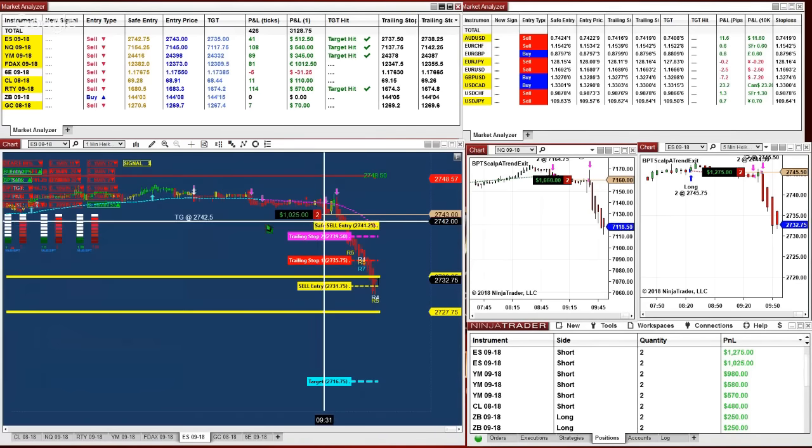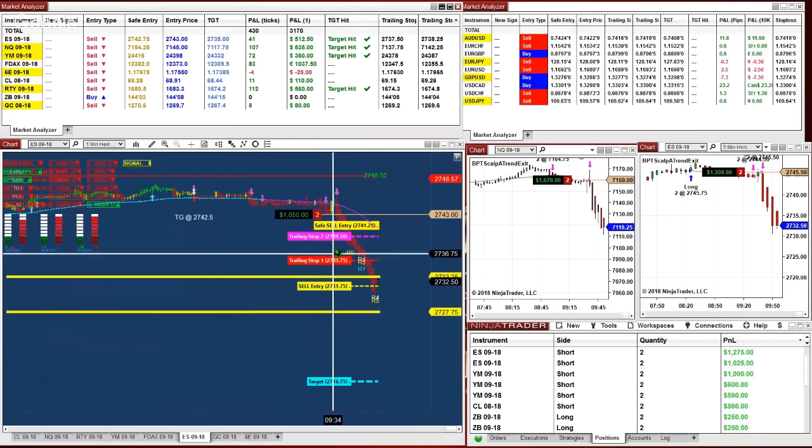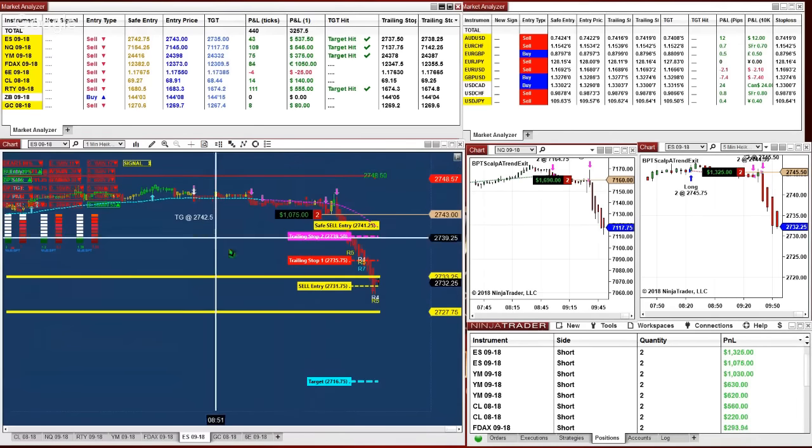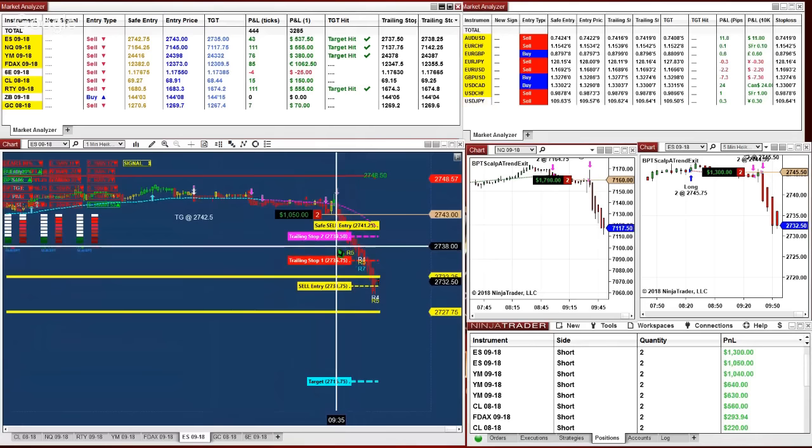We are using an automated trade, and we have two contracts, so that's why you get this 1,000. The auto trade is based on two contracts, but the market analyzer is based on one contract and 1 minute only. So right now we are in the trade.